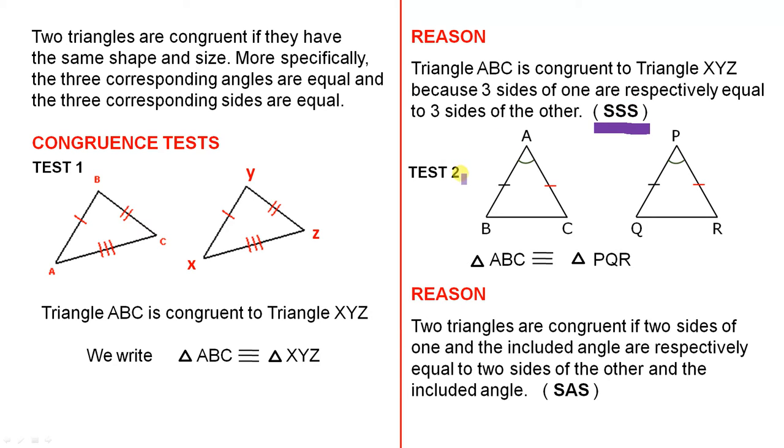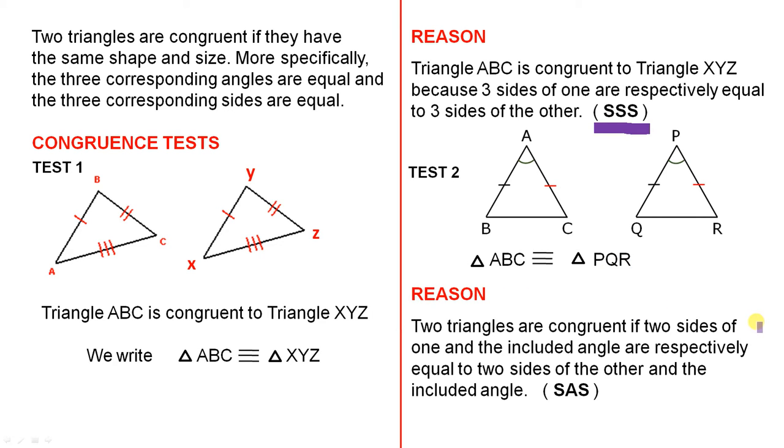Test number 2. We have triangle ABC and triangle PQR. Triangle ABC has this angle here which is equal to this angle. So that little mark there tells you that those two angles are equal. That side is equal to that side and that side is equal to that side. We say that triangle ABC is congruent to triangle PQR. Let's have a look at the reason.